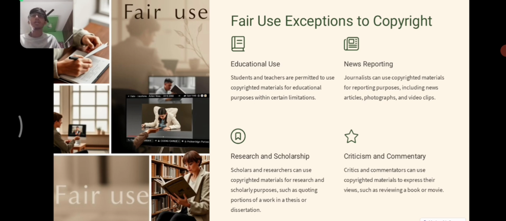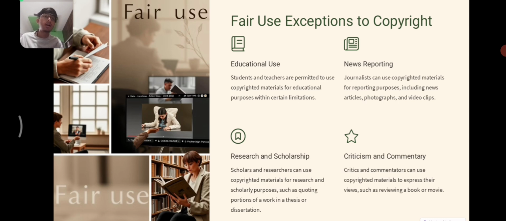Educational use. Students and teachers are permitted to use copyrighted materials for educational purposes within certain limitations. News reporting. Journalists can use copyrighted materials for reporting purposes, including news articles, photographs, and video clips. Research and scholarship. Scholars and researchers can use copyrighted material for research and scholarly purposes, such as quoting portions of work in theses or dissertations.